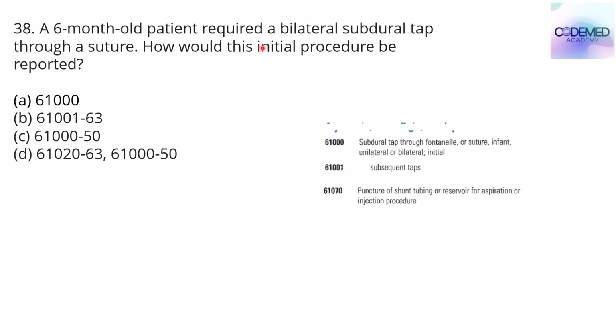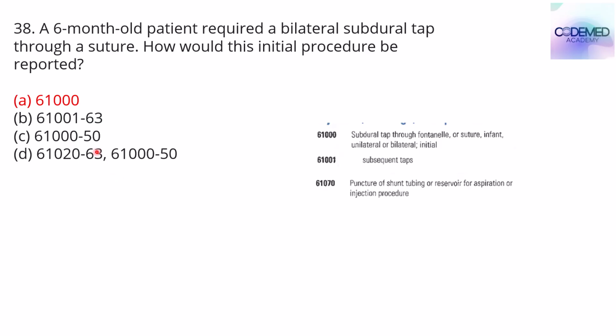A 6 months old patient requires a bilateral subdural tap through the suture. How would this initial procedure be reported? Kindly pay attention to the language of the code and tell me the answer. So yes, A is the correct answer. B is not correct because it is talking about a subsequent tap. This is the initial tap only. C is not the correct answer because when the code language includes unilateral and bilateral, there is no need to write modifier 50, and so we will go with the answer A.